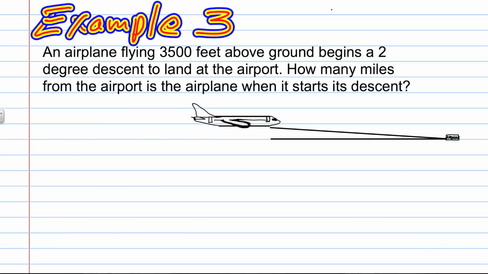Even though we don't really see an angle of depression, we can put a line of sight in here off of the airplane. And the angle of depression is going to be this angle right here, which means the angle of elevation is also going to be 2 degrees. And over here, we know it's 3,500 feet off the ground. So what we want to figure out is how far away from the airport this airplane should start to make its descent. We're going to solve for x here.